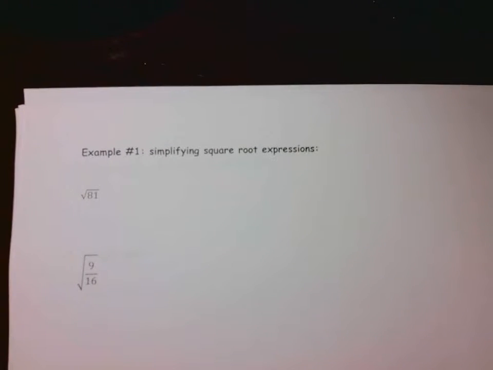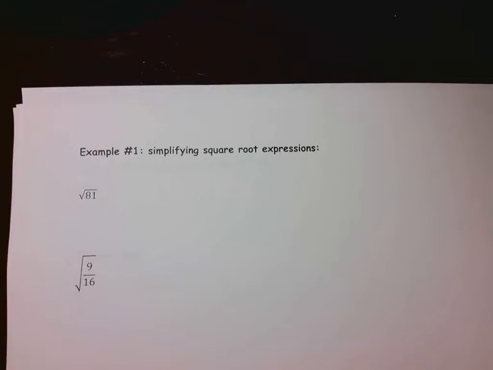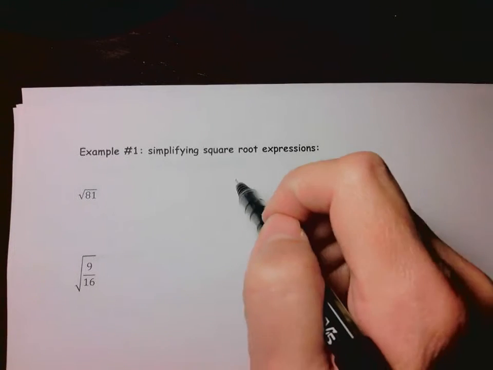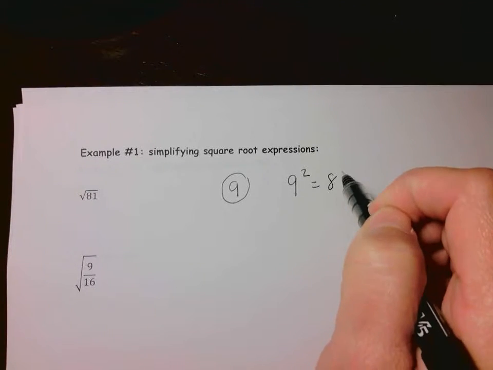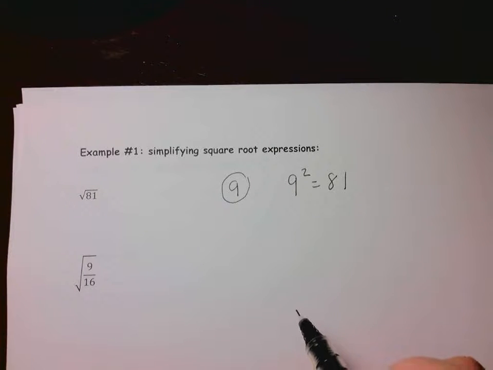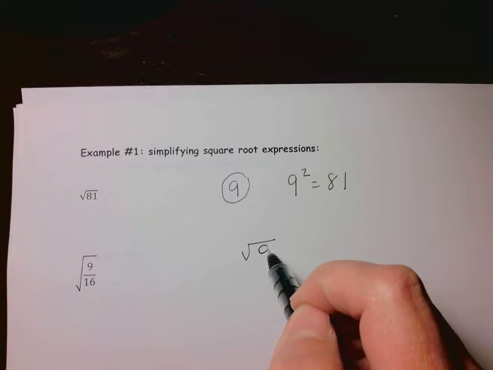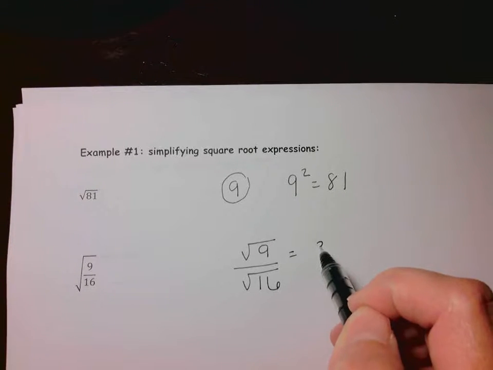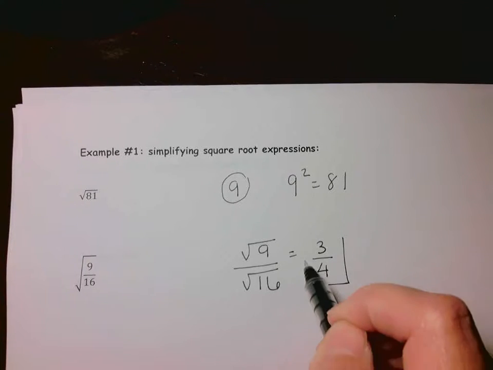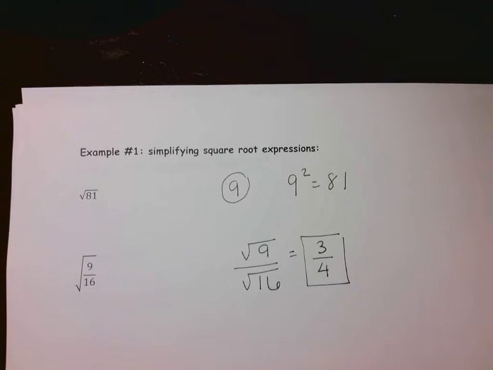Okay, example number 1, simplifying square root expressions. The square root of 81 is 9 because 9 squared is 81. The square root of 9 over 16 is the same thing as saying the square root of 9 over the square root of 16, which is 3 over 4. Do not convert 9 over 16 into a decimal. If the problem gives you a fraction, you need to know how to produce the answer as a fraction.